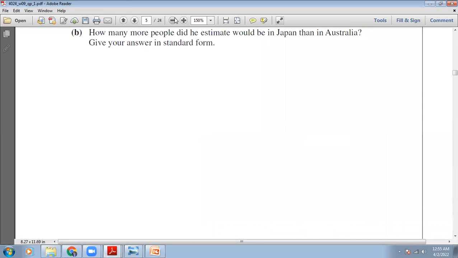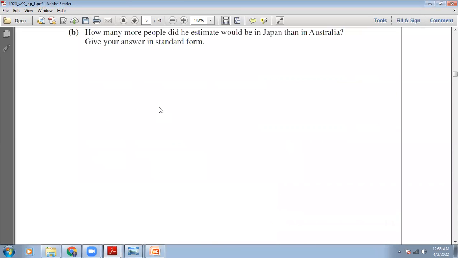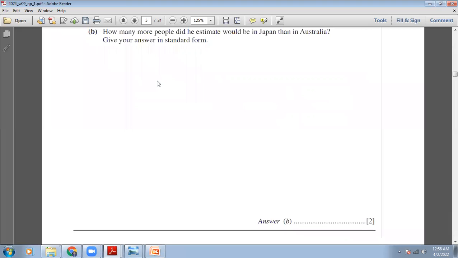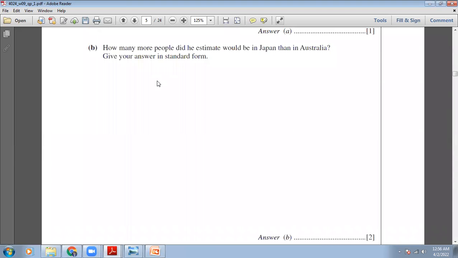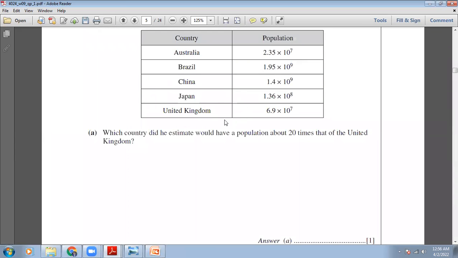Then he says, it's a 2 marks question. How many more people did he estimate would be in Japan than in Australia? Give your answer in standard form. Okay, so what's the population of Japan and what is the population of Australia? Japan is 1.36 x 10 to the power 8 and Australia is 2.35 x 10 to the power 7.